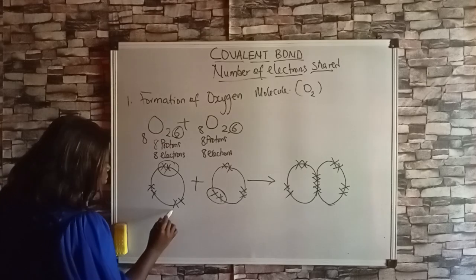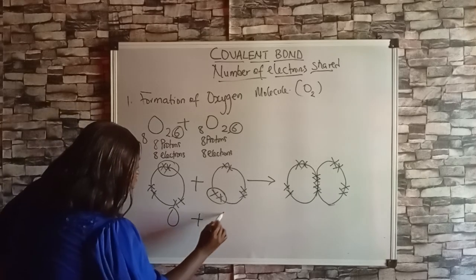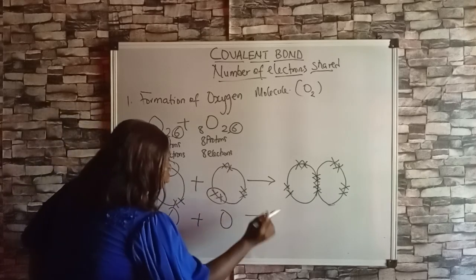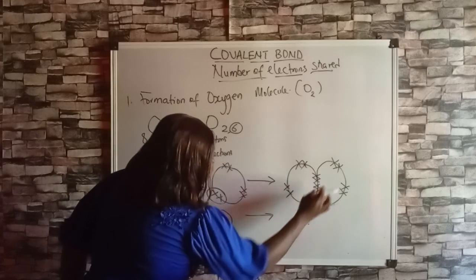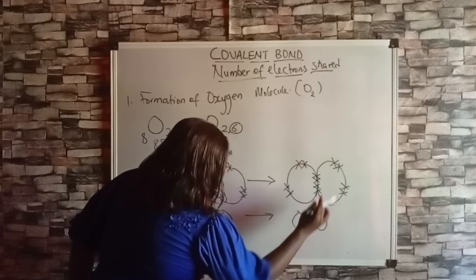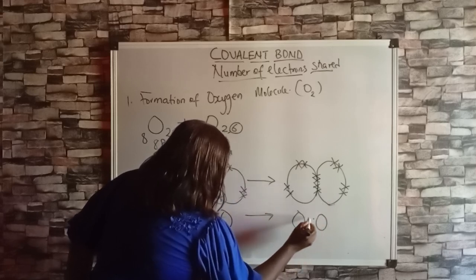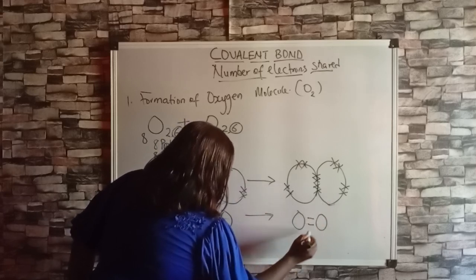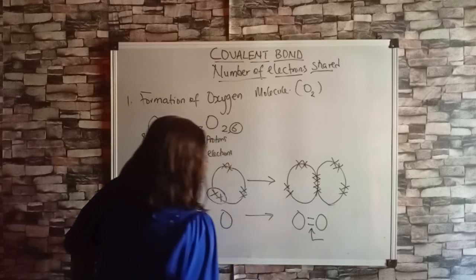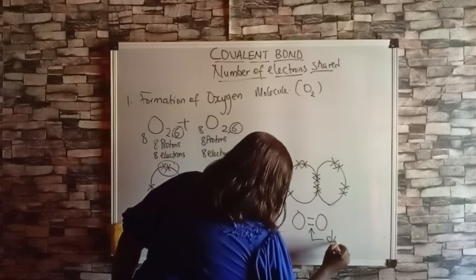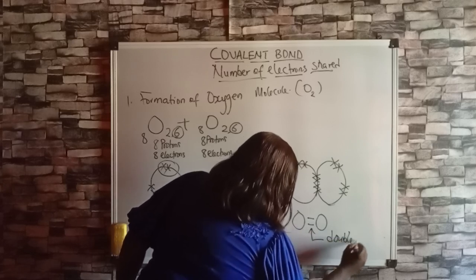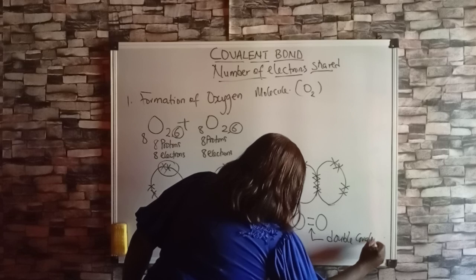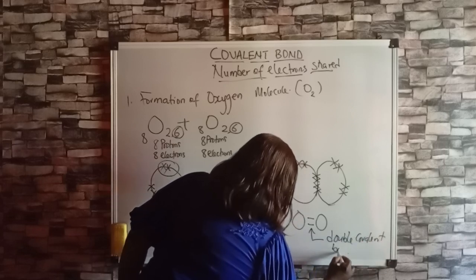So this is oxygen reacting with oxygen to form oxygen. I donated 2 electrons for sharing, and this other oxygen atom donated 2 electrons for sharing. We shared, giving what we call a double covalent bond.